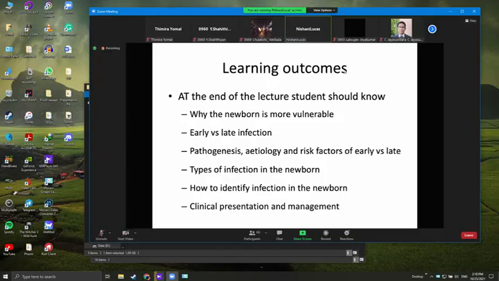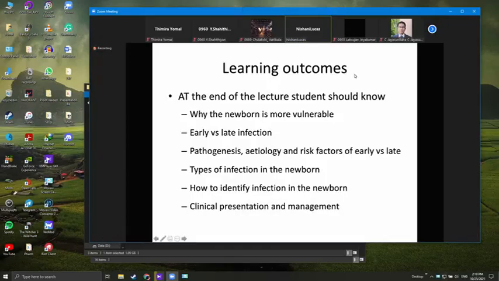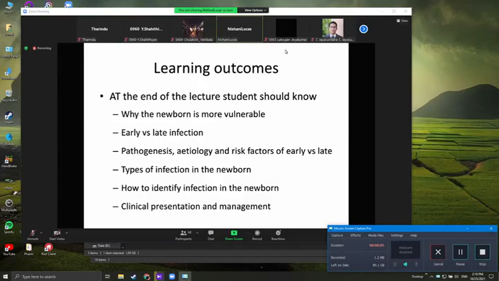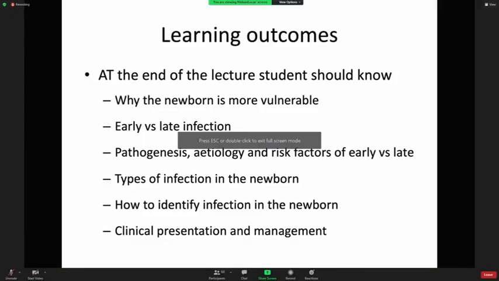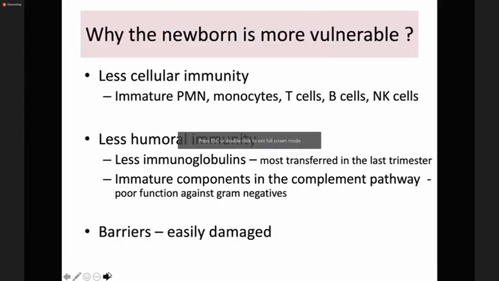So we are going to be learning about why the newborn is more vulnerable to infection, what are the types, how to identify the clinical presentation and the management. Right, so first thing is, why is the newborn more vulnerable?